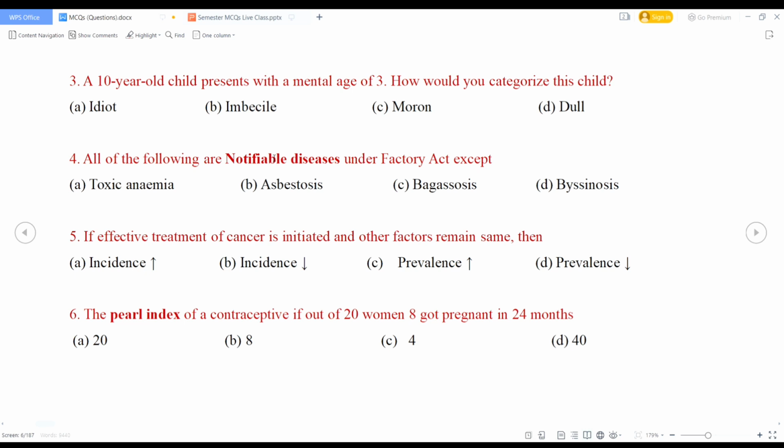Come to question number 6. The Pearl index of a contraceptive, if out of 20 women 8 got pregnant in 24 months. So Pearl index is the measure of contraceptive failure. So how to calculate it? Please try to calculate and answer the question. I am showing you the formula.